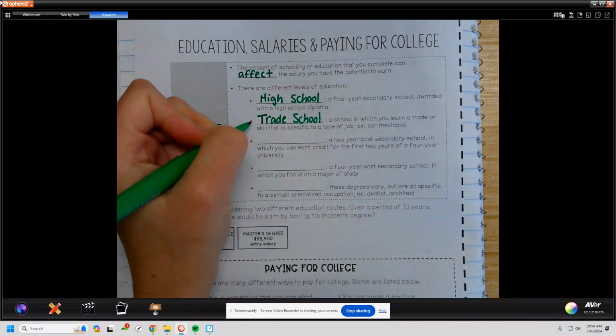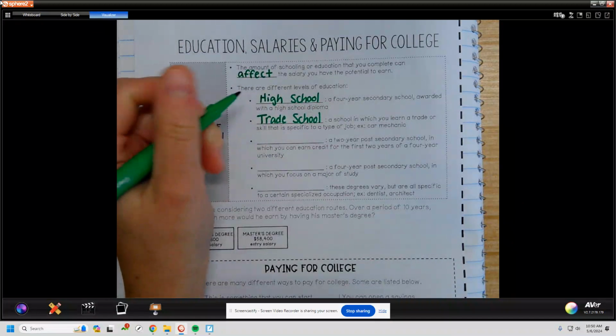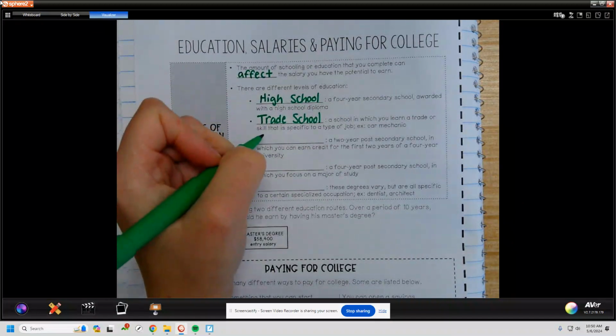And there's sometimes good money in those jobs too. Like plumbers, you'd be surprised how much plumbers make. So that's a good option if you're interested in those careers.